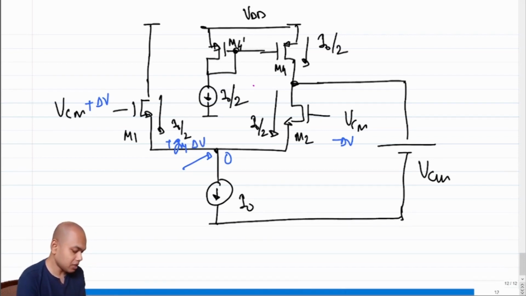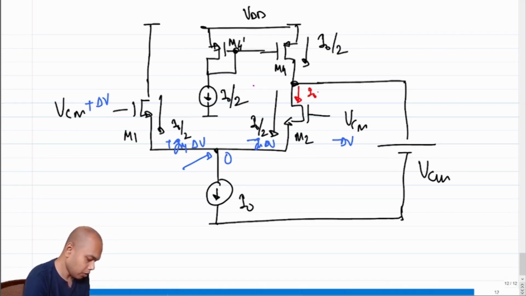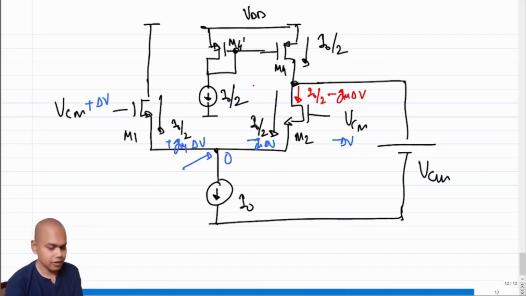How much current will reduce in M2? It will be reducing by the same amount. So the current that will eventually flow through M2 will be I naught by 2 minus GM times delta V in the direction shown. In other words, the total current through M2 will be I naught by 2 minus GM times delta V. What is the current that is flowing through M4? That is still I naught by 2.